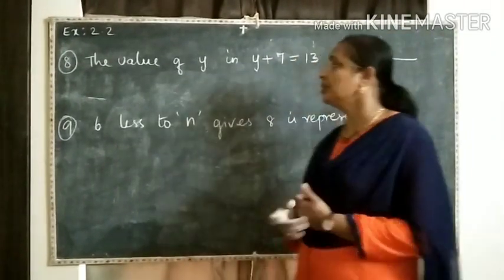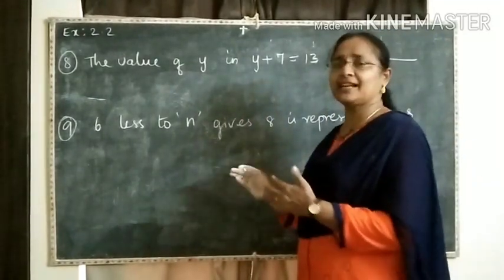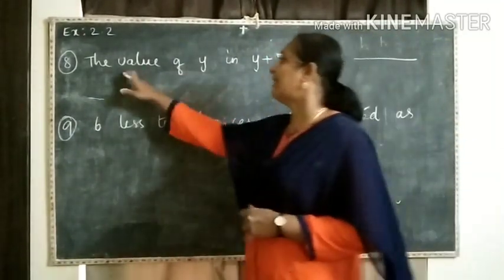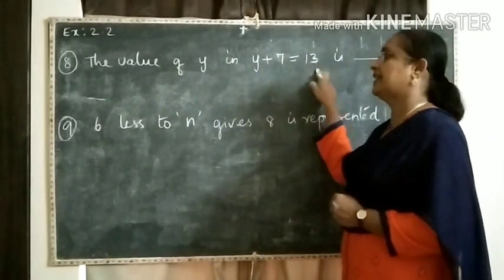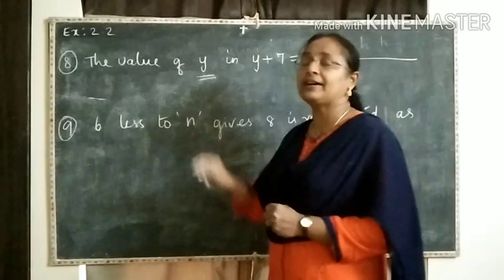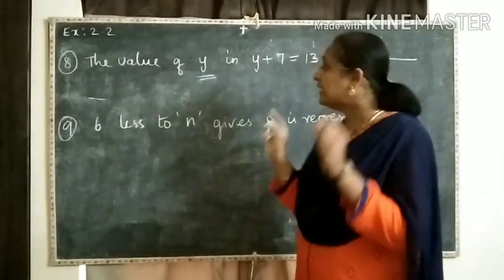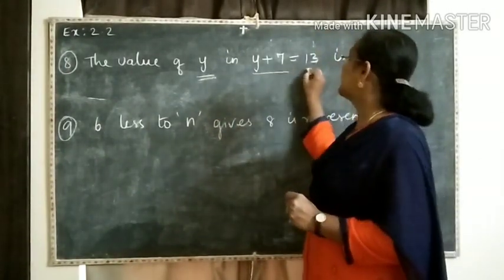Okay students, we'll continue with the 8th sum. Very simple. 8th and 9th sums are very simple. The value of y in y plus 7 equal to 13. We have to find the value of y where y plus 7 is equal to 13.